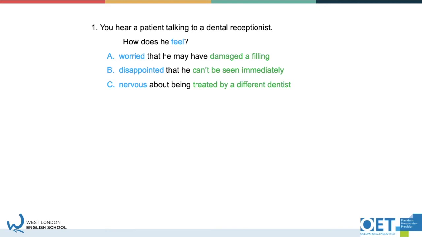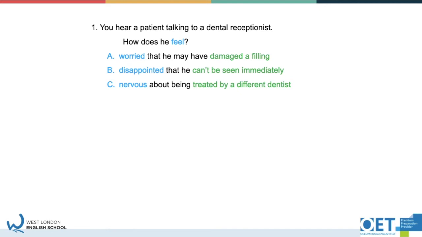So here we've got worried that he's damaged a filling, disappointed that he can't be seen immediately. Again, think of these synonyms. So for immediately, he might say as soon as possible, or now, or today. He might say the dentist isn't available today but can see you tomorrow. And then we have nervous about being treated by a different dentist.